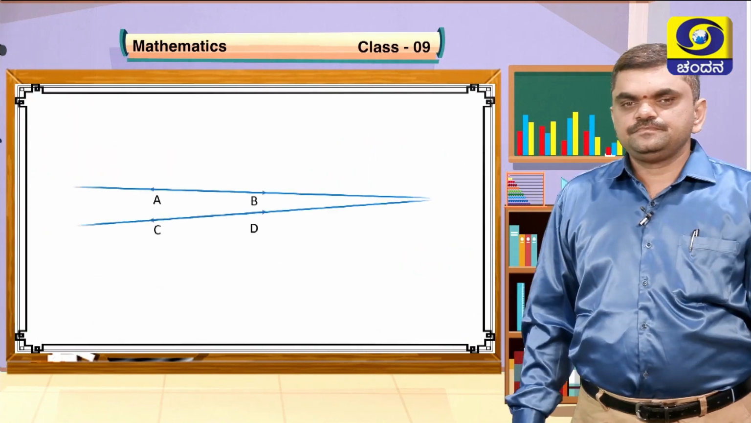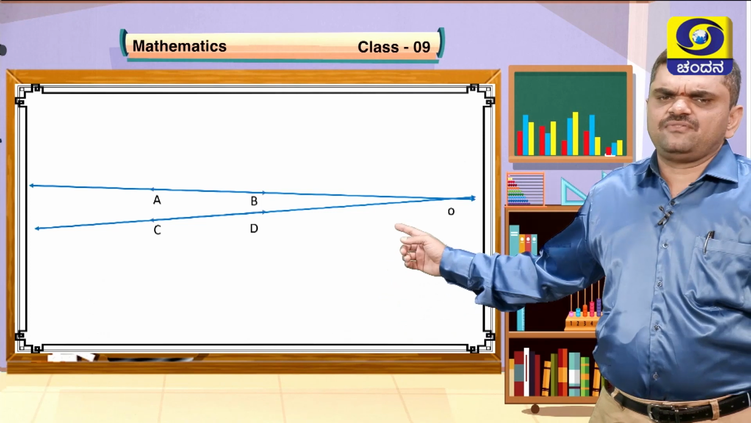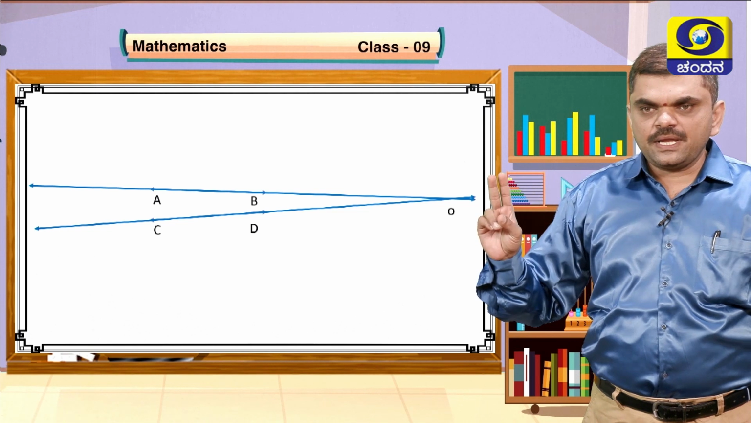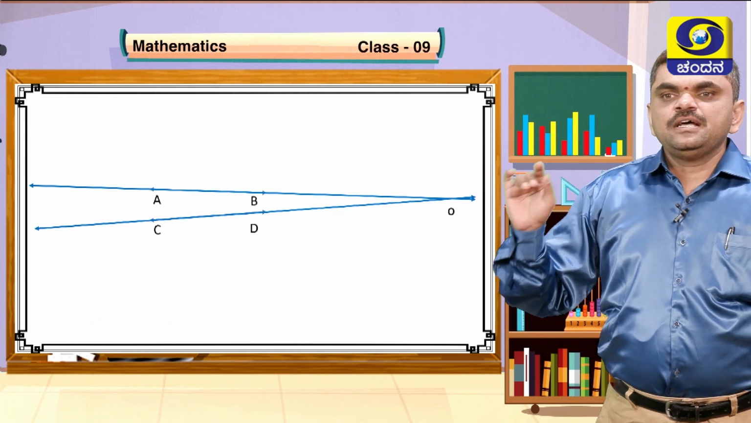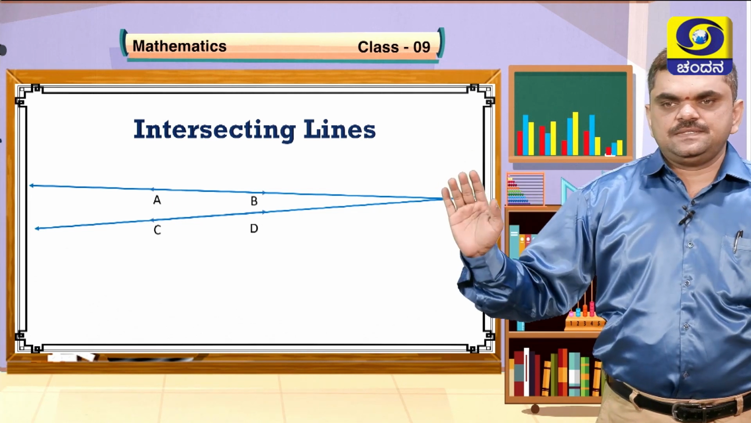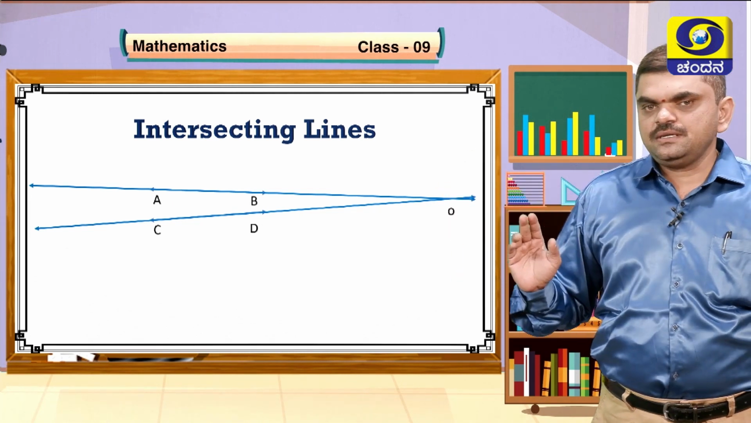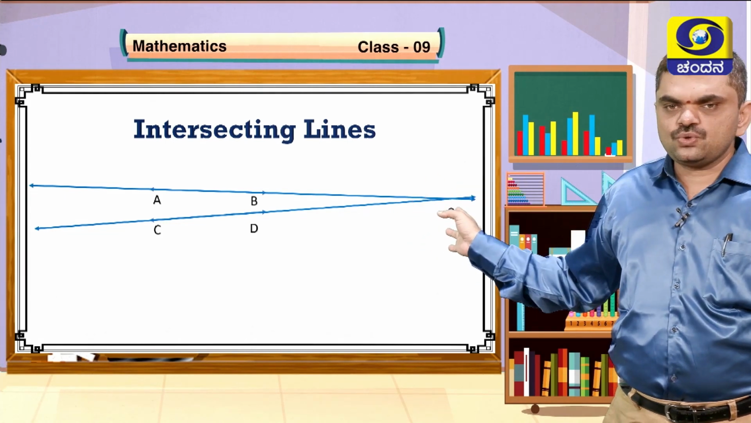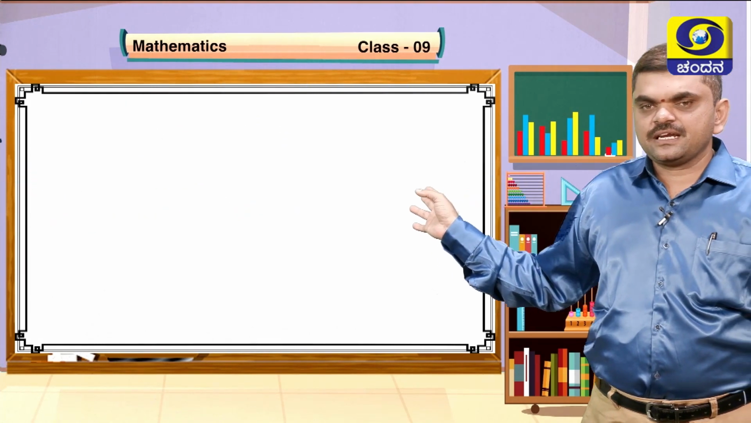Children, these types of lines, when these two lines, that is AB and CD, are the two lines which are intersecting at O. If any two lines intersect at a point, then those lines are called as intersecting lines. Understand children? If any two lines intersect at any point, then those two lines are called as intersecting lines.